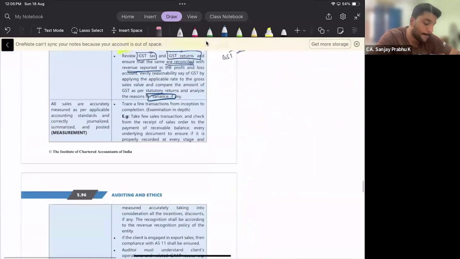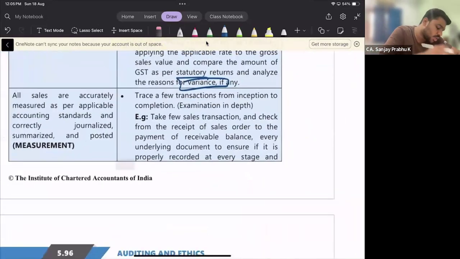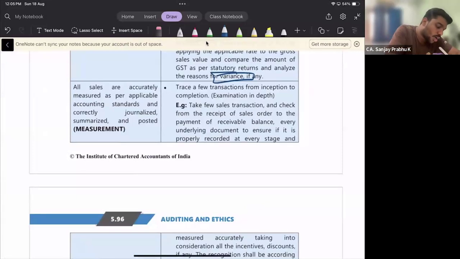And finally, measurement. Measurement means accuracy. Record the amount correctly. Whatever amount has been recorded, whether it is proper or not, whether it has been recorded appropriately. Whether the amount recorded is appropriate means we are checking for accuracy.